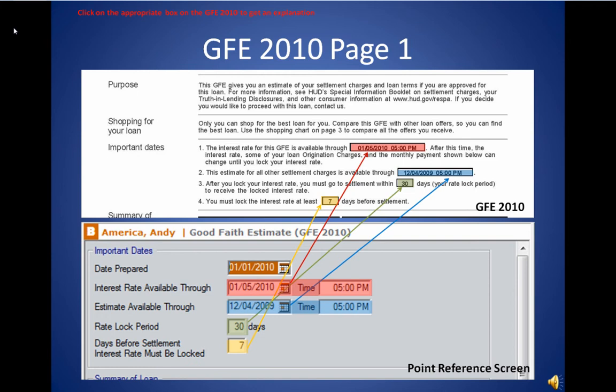Number 3 is, after you lock your interest rate, it tells you how long you must go to settlement. So for instance, if you've locked it for 15 days, you would put 15 days in there. If you intend to lock it on a 40-day lock, you would put 40 days in there.